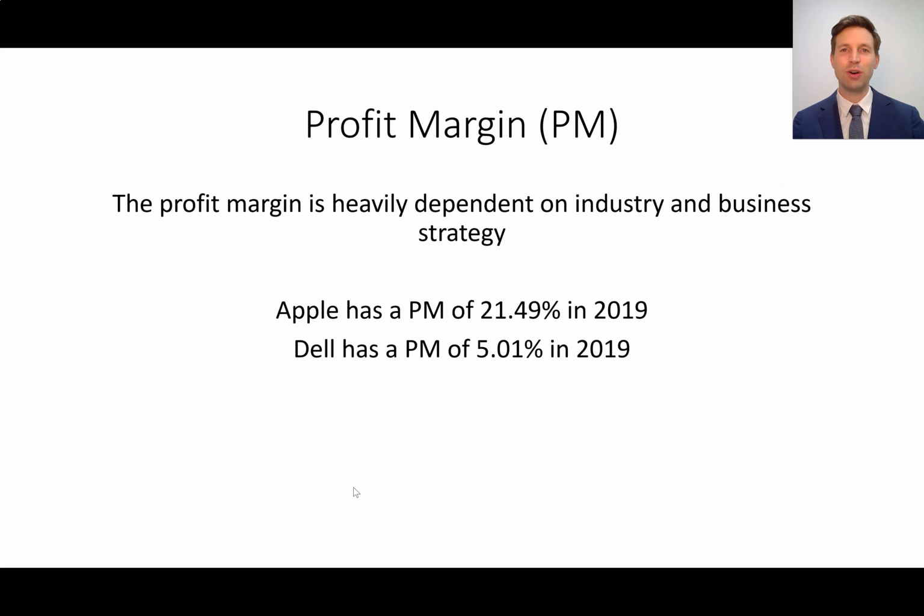So when you're analyzing the profit margin of a firm, look at your own firm in prior years, think about their strategy, think about which industry they're in before you say a profit margin is good or bad. You can be a very successful business with a low profit margin. Think about your supermarkets like Woolworths and Coles, low profit margins, but still very, very profitable.